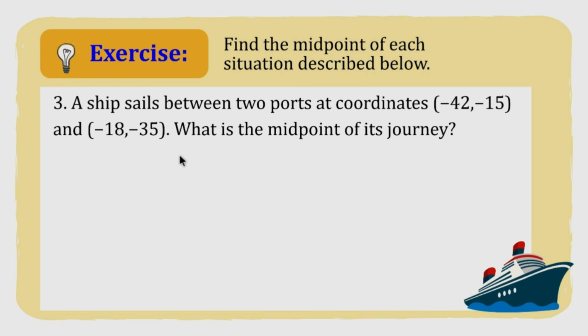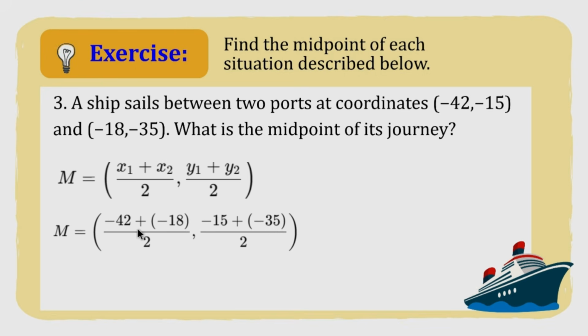Okay, for number 3, we have here the coordinates negative 42, negative 15, and the coordinate negative 18, negative 35. So this will be our x sub 1, y sub 1, x sub 2, y sub 2. So let us substitute in our formula. X sub 1 is, we have here negative 42. X sub 2 is negative 18.